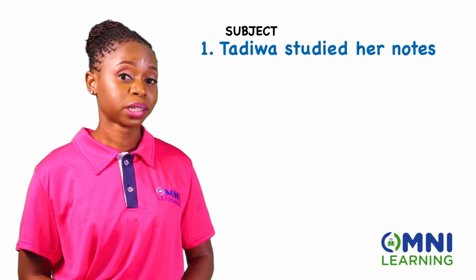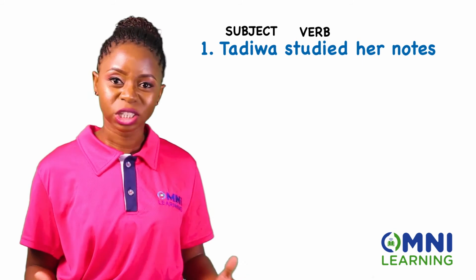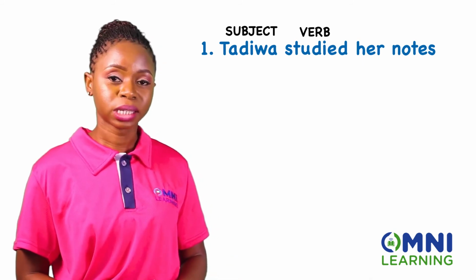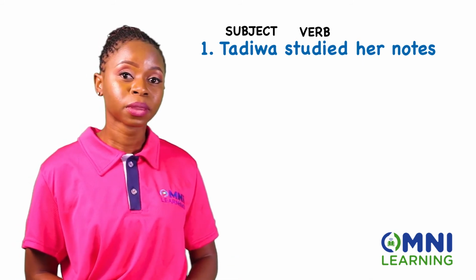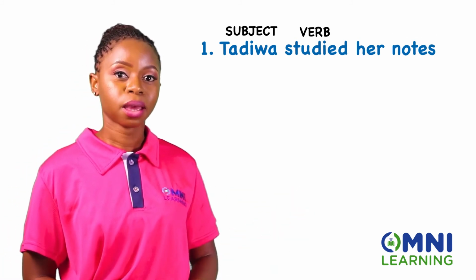We know the subject is Tadiwa. We know the verb is studied. But what did she study? She studied her notes. In this sentence, her notes is the object.